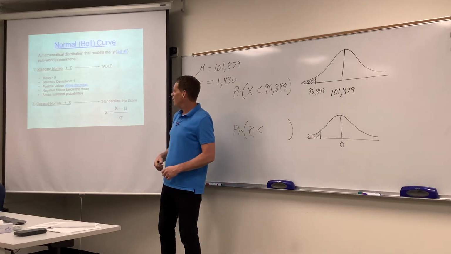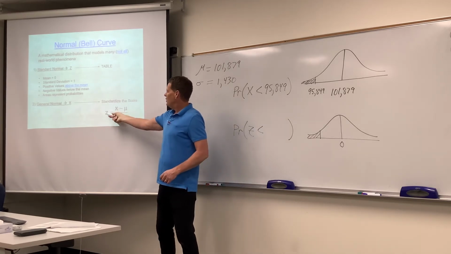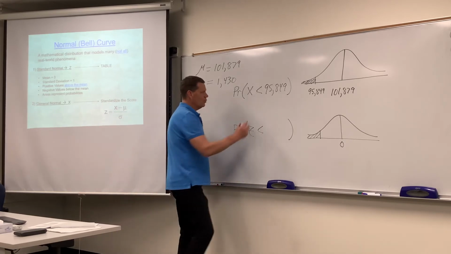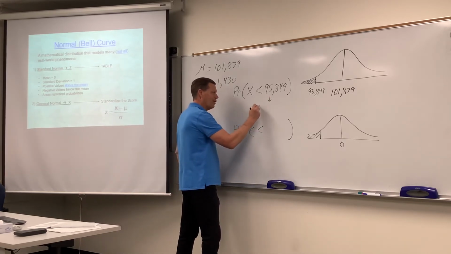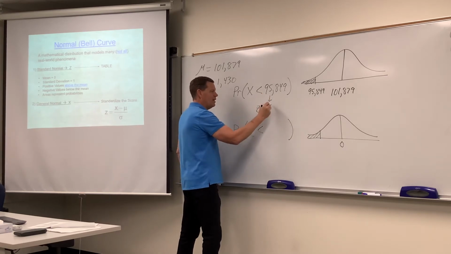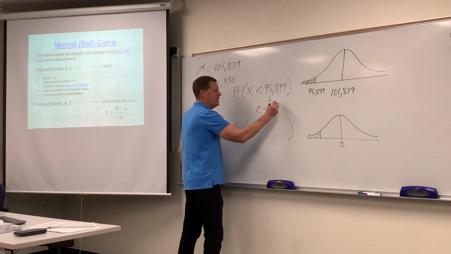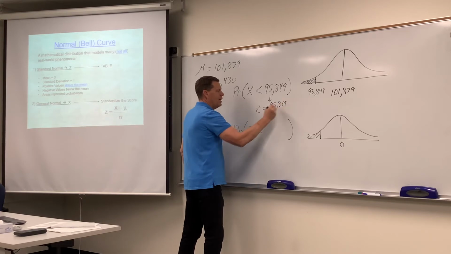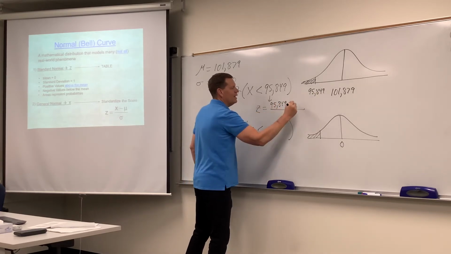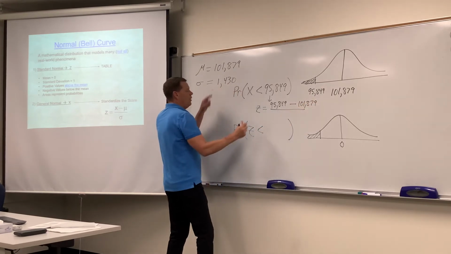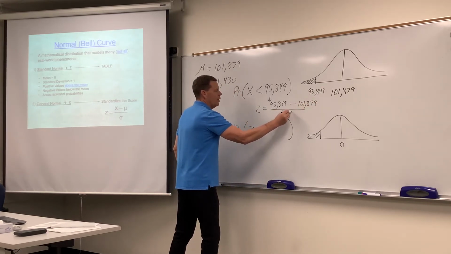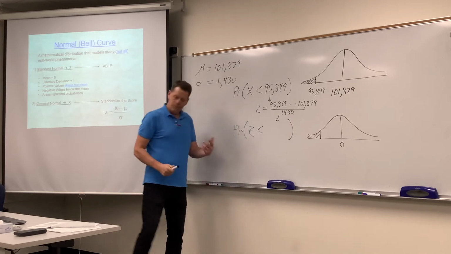But here's how we convert that price into a z-score. So here's the work in between here. I didn't leave a lot of room. I didn't plan ahead very well, sorry. But x would be that particular price, 95,849, minus the mean, 101,879, all over the standard deviation of 1,430, and that would be the z-score for that.